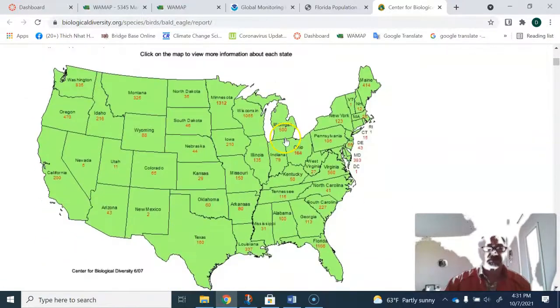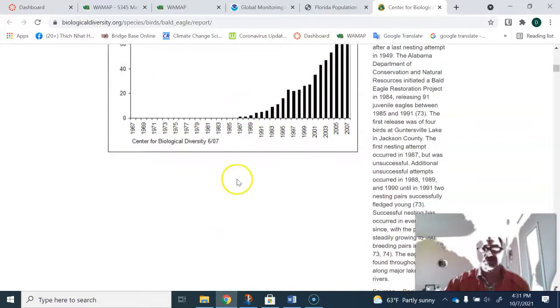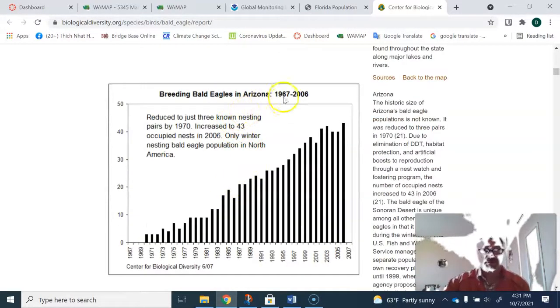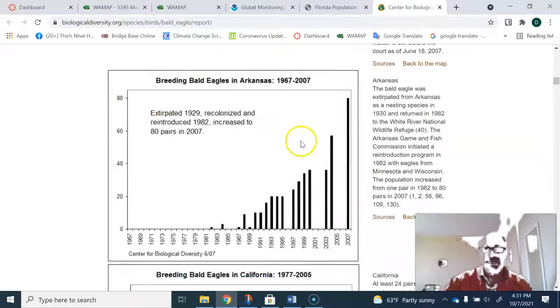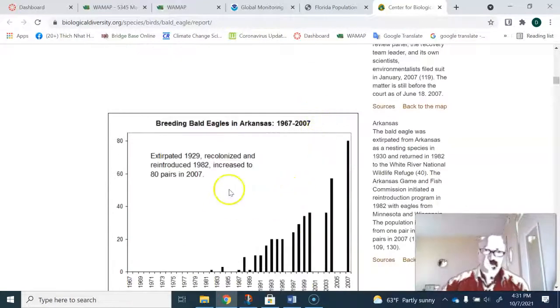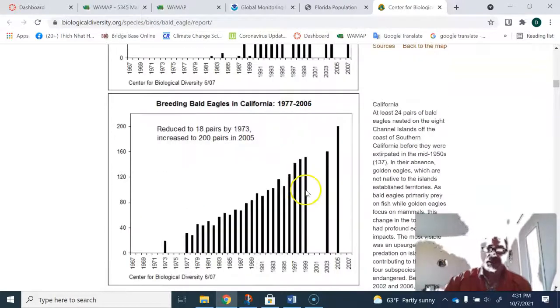It doesn't tell you that. You have to read that to see that. And then this is the breeding eagles in Alabama, and you can see this looks kind of like an exponential growth. Here's the breeding eagles in Arizona. That's somewhere between linear and exponential. I'd say it's probably more linear just by looking at it. Here's breeding pairs in Arkansas that might look a little more exponential.